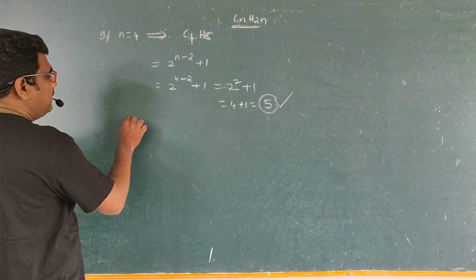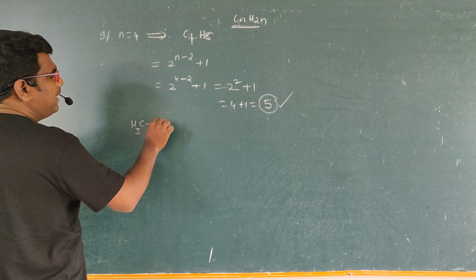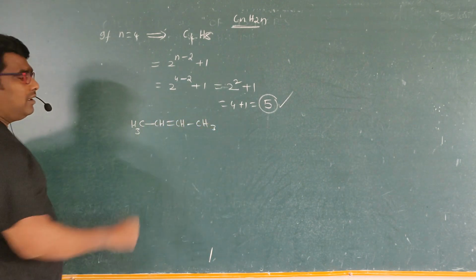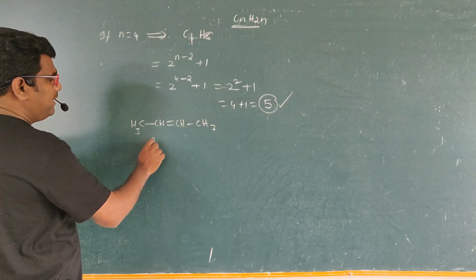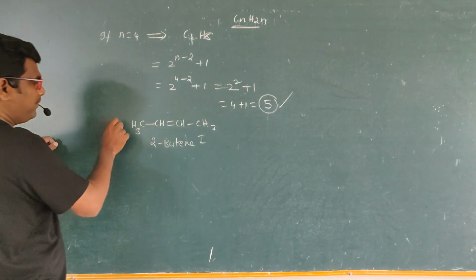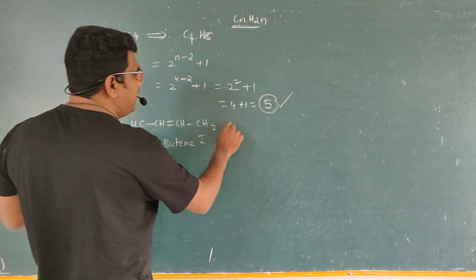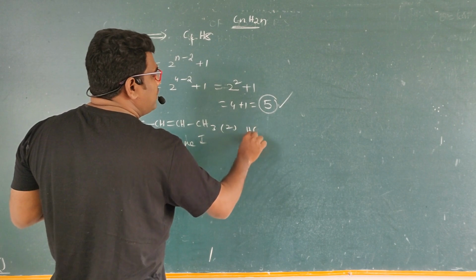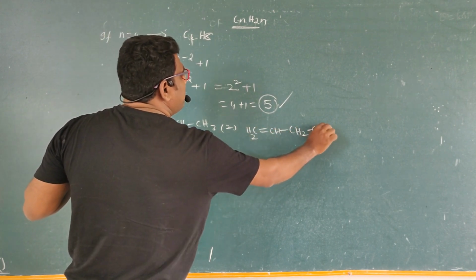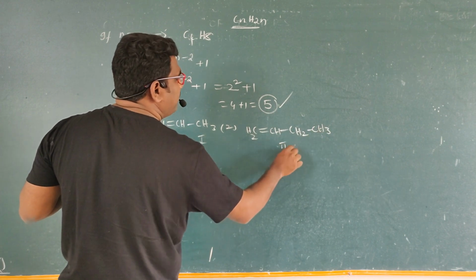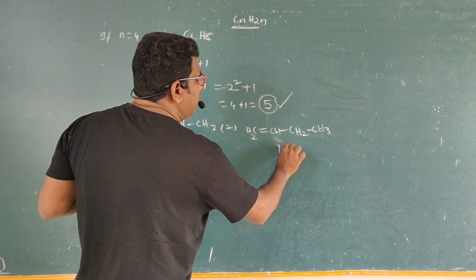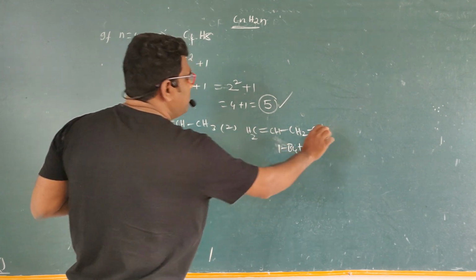One is CH3-CH=CH-CH3. This is called, according to IUPAC, 2-butene. What is the IUPAC name? 2-butene. This is one isomer. And next, the second isomer is CH2=CH-CH2-CH3. This is the second isomer. What is the IUPAC name of this one? 1-butene. 1-butene is the IUPAC name of this one.